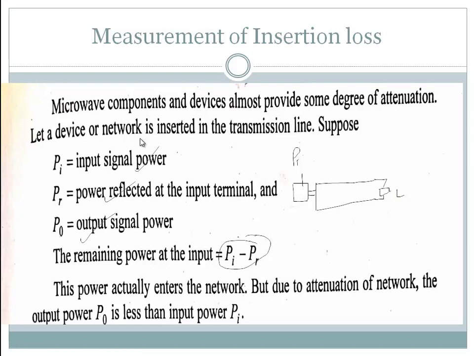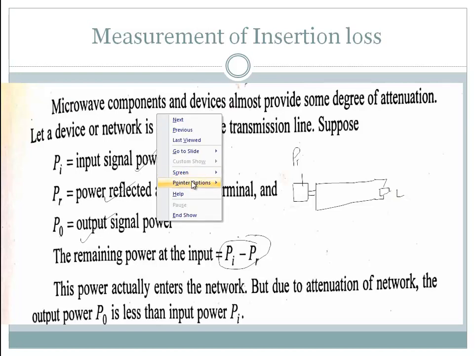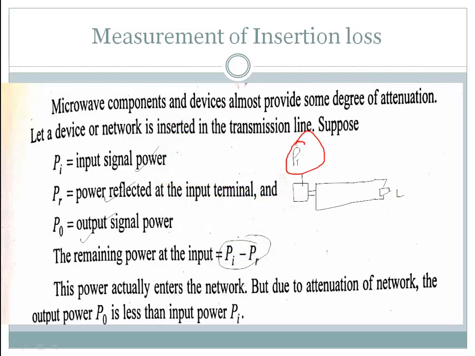To understand this, let us assume this is the microwave source which is generating a power Pi, right? And this is the source. This is the microwave transmission line, and this transmission line is terminated at the load impedance where we will get a power known as P0, that is your output power. Here we have the input power, right?